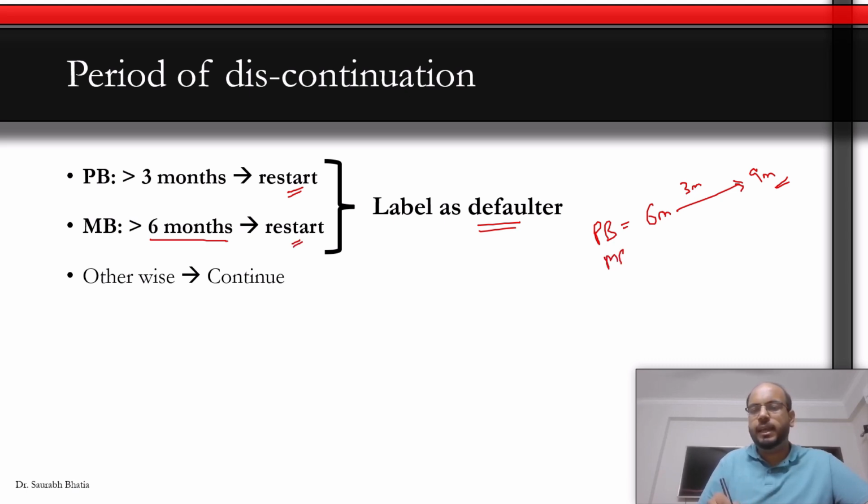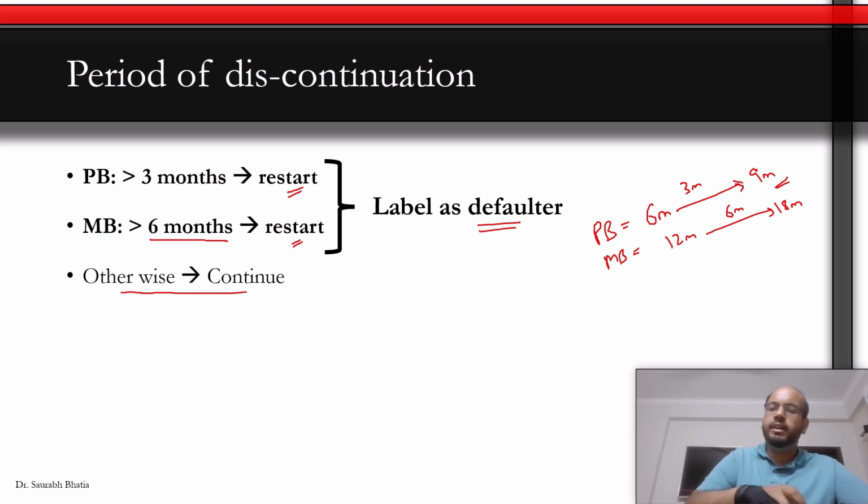Okay, we know that in MB cases, the treatment is given for 12 months to be completed in 18 months. If the gap of not taking treatment is more than 6 months, you consider the patient a defaulter and restart the treatment from zero. If it's less than this time duration, then you continue the same line of management because you will be easily able to complete it in 18 months. Let's move forward.